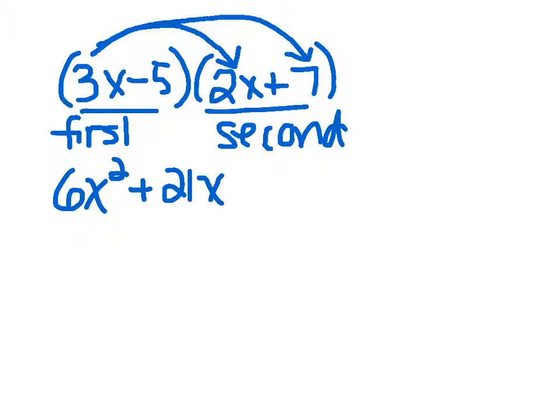Now, here, don't forget the sign. This is negative 5 times 2x. That gives me negative 10x.